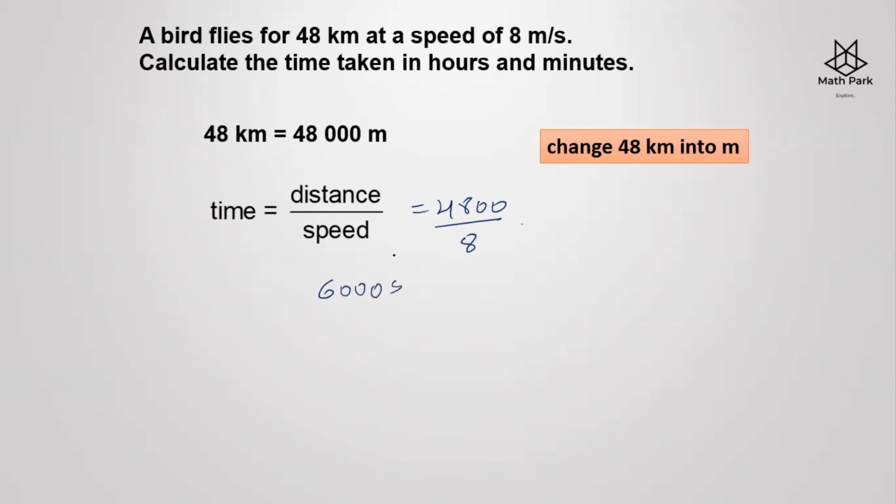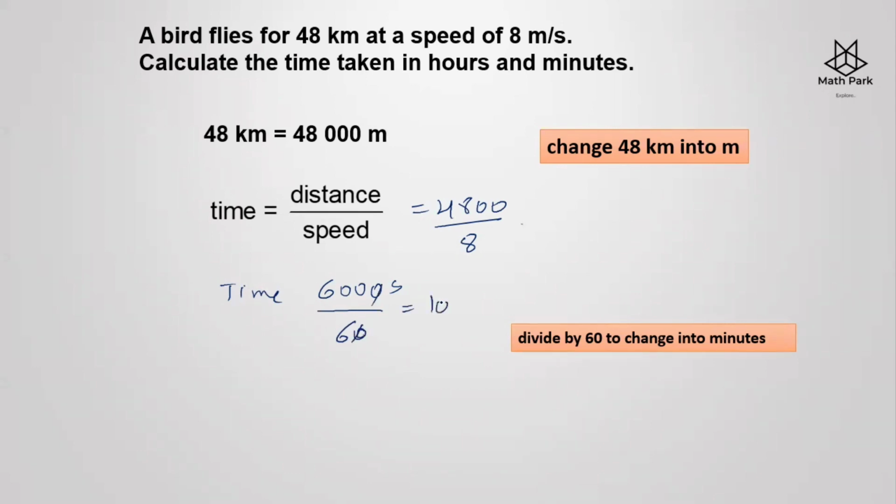Now to convert 6,000 seconds to minutes, we divide it by 60. So we get time is equal to 6,000 divided by 60. So we get this as 100 minutes. 60 minutes make 1 hour. So this is how the time taken is going to be 1 hour, and 100 minus 60 is 40. So 1 hour 40 minutes.